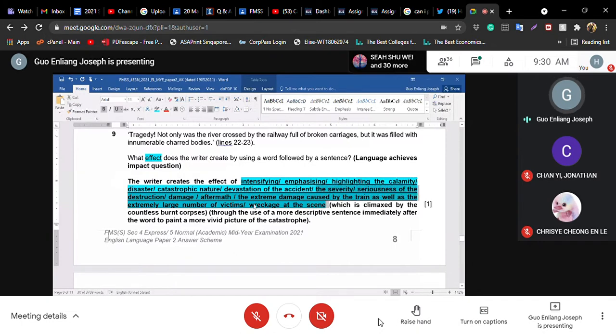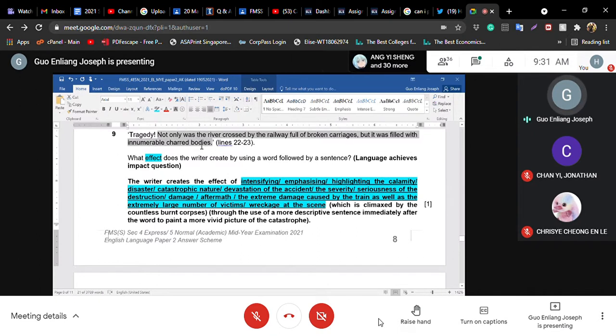If you realize, what is important is that an effect question has to have the idea of emphasize or highlight. That's number one. Number two, when you look at this type of question, we always focus on the effect created by the second sentence. This is the climactic second sentence, the one that I'm highlighting now. So we always focus on the effect generated by the second sentence.